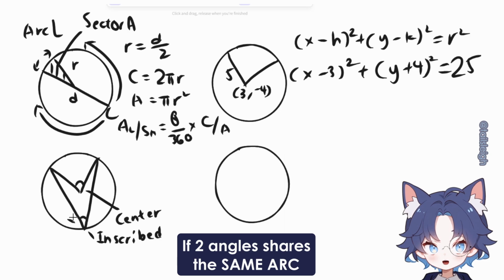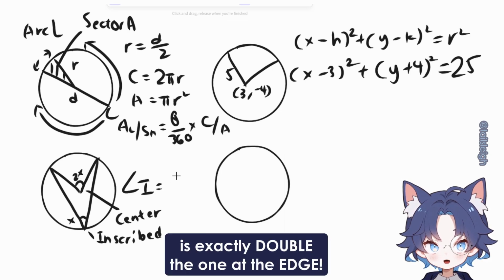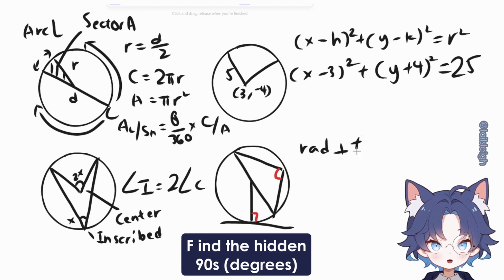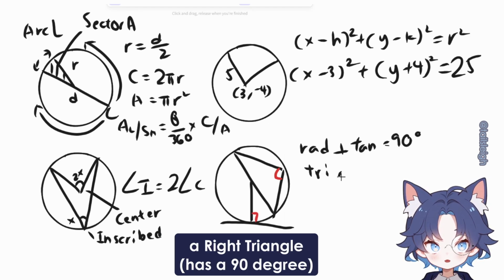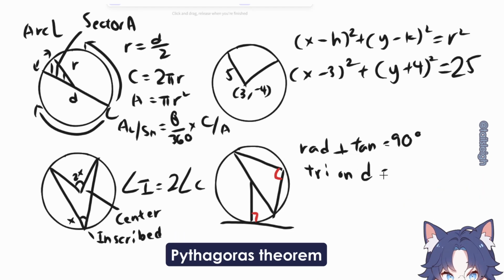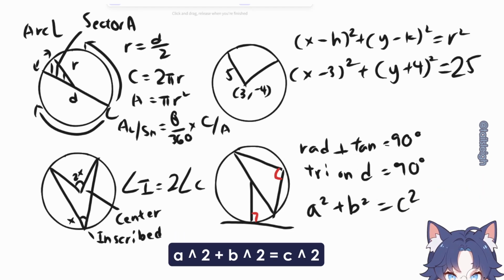If two angles share the same arc, the one at the center is exactly double the one at the edge. Find the hidden 90s. Radius touching the edge or a triangle on the diameter means a right triangle. That's your cue for Pythagoras theorem. A squared plus b squared equals c squared.